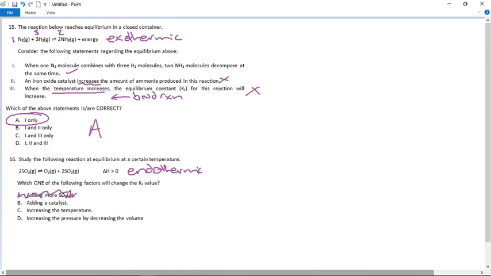So adding more reactant will not help. Adding a catalyst will just speed up the rate of reaction. Increasing the pressure is going to do nothing. The only thing that changes Kc is changing the temperature. So the answer is C.